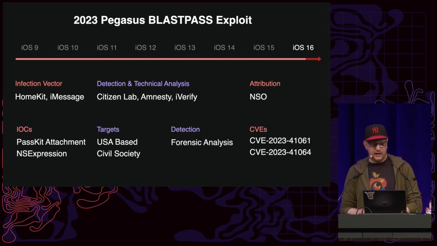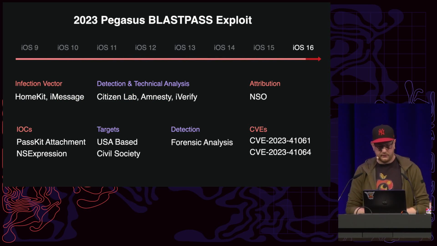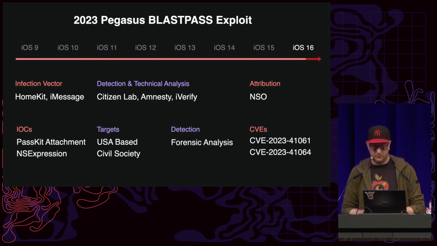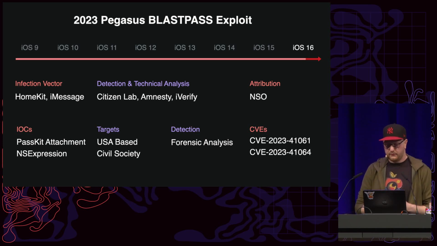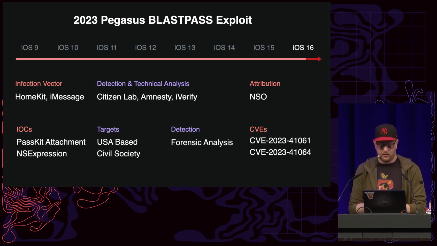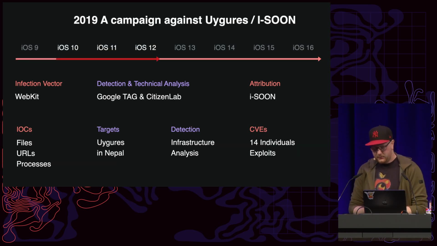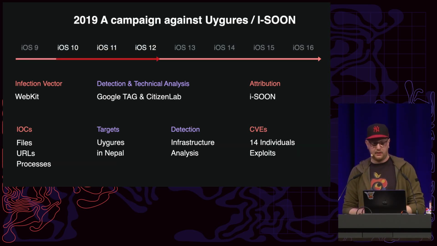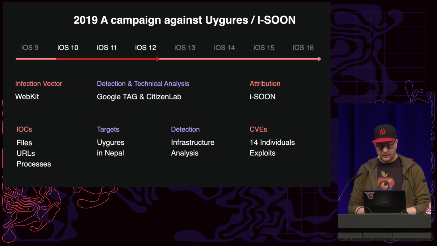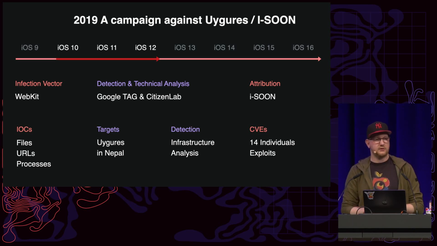In 2023, we had a BLASTPASS exploit chain that was discovered, and we were able to extract a specific sample of that. I'm not going to talk a lot about that because we're going to talk about it a lot more later in this talk. In 2019, there was a very interesting case. I originally called it a campaign against Uyghurs that was discovered by Google Project Zero and Google TAG. This was later attributed to iSoon based on the leaks earlier this year. The interesting thing about that campaign is that it went on for over 3 years.